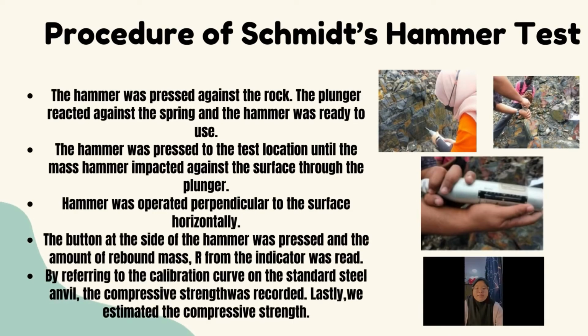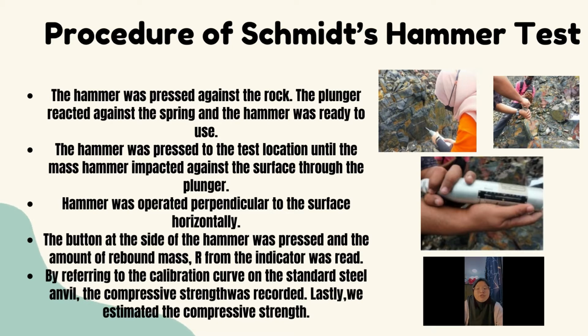The Schmidt hammer test procedure. First, the hammer was pressed against the rock. The plunger reacted against the spring and the hammer was ready to use. Second, the hammer was pressed to the test location until the mass hammer impacted against the surface through the plunger.